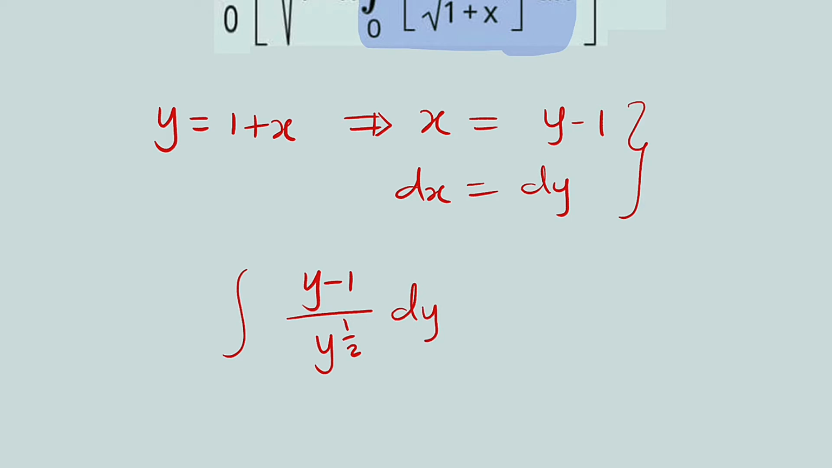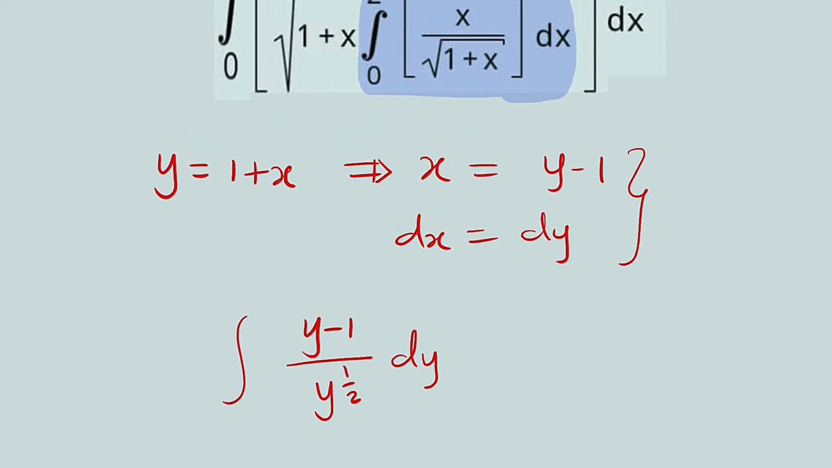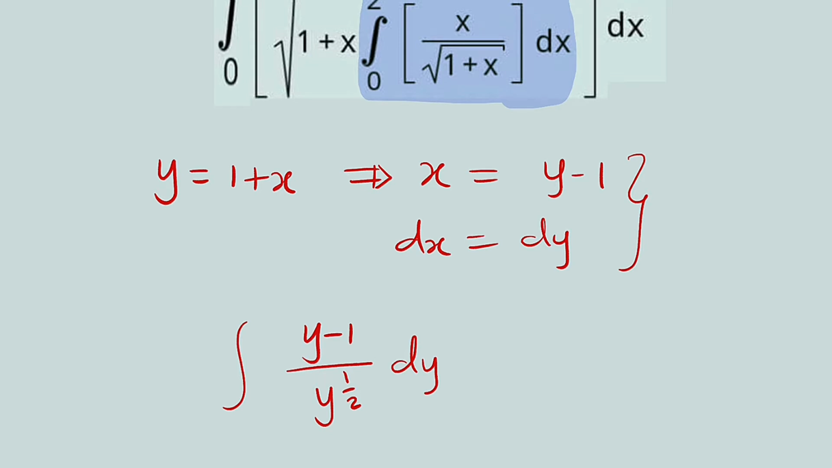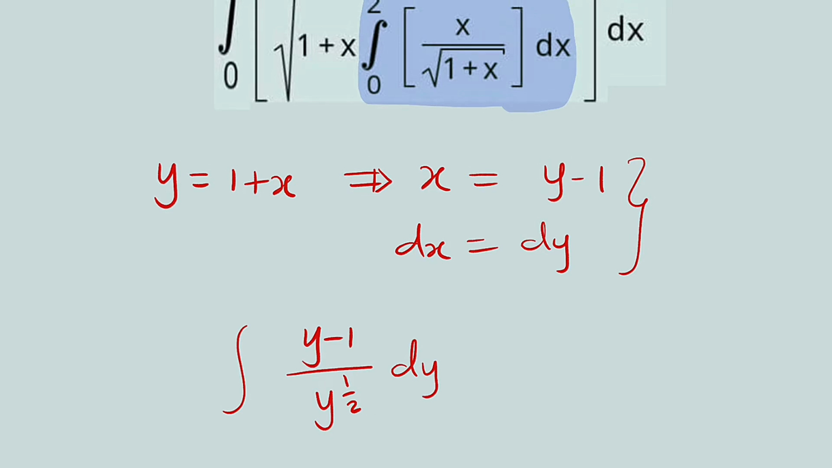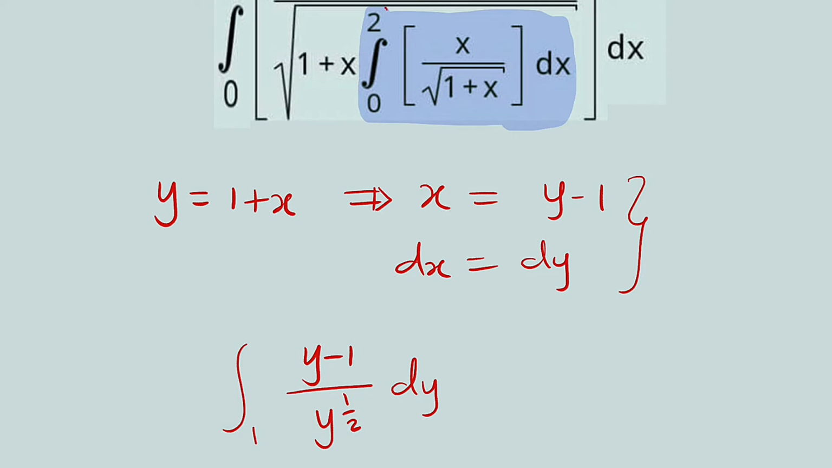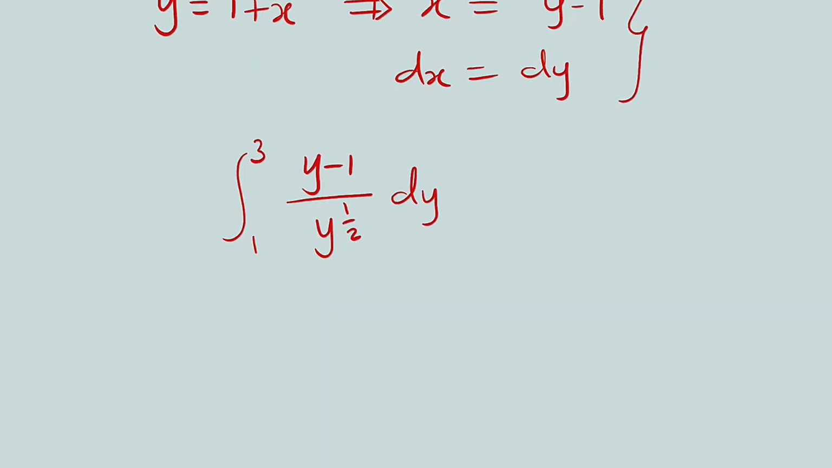For our boundary, remember initially it was in terms of x. I want to write our boundary in terms of y. So when x is 0, we have y equal to 1. So I have 1 here. And when x is 2, remember our upper bound was 2, we have 2 plus 1 equal to 3. So our upper bound is now 3.